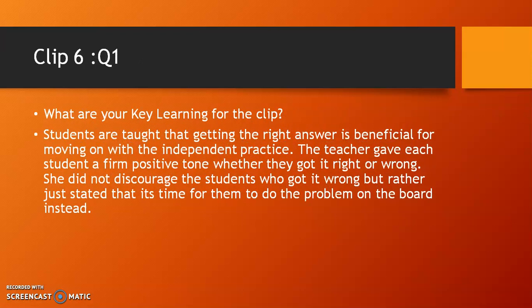Clip 6, question 1. Students are taught that getting the right answer is beneficial for moving on to the independent practice. The teacher gave each student a firm, positive tone whether they got it right or wrong. She did not discourage the students who got it wrong, but rather just stated that it's time for them to do the problem on the board instead.